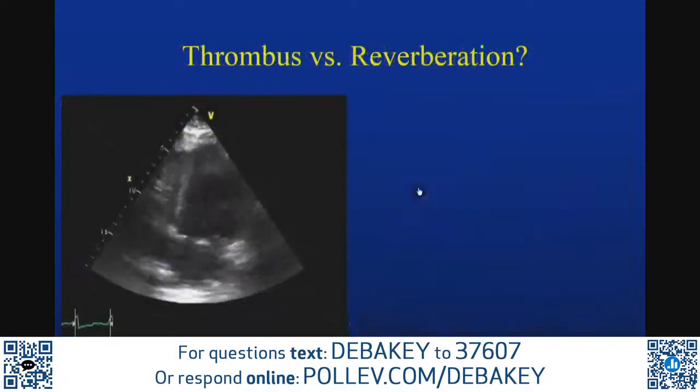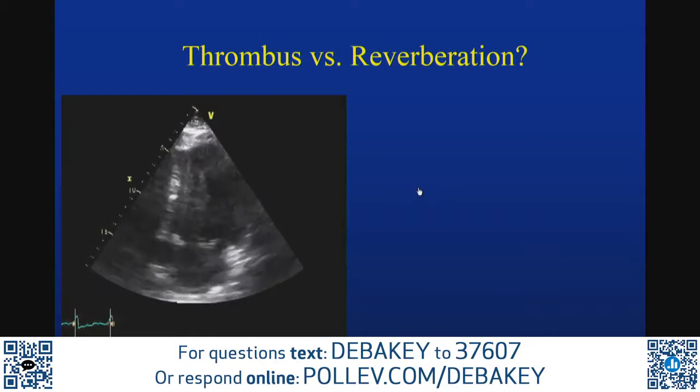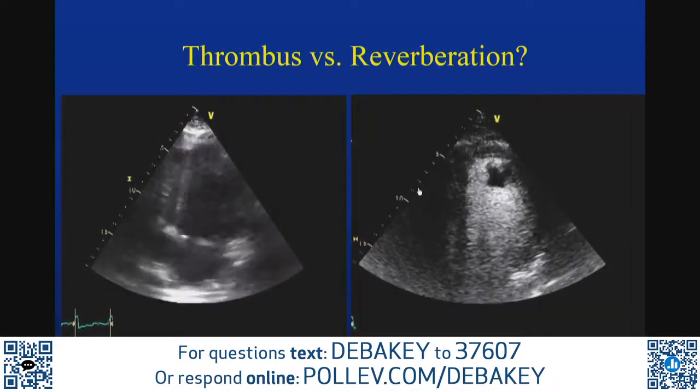How about another case? Thrombus versus reverberations. And I'm showing you, obviously if you're doing it alone, you have to do short axis of the apex, do different things, and you tried your best to do this, but still it was hard to tell. What do you think?